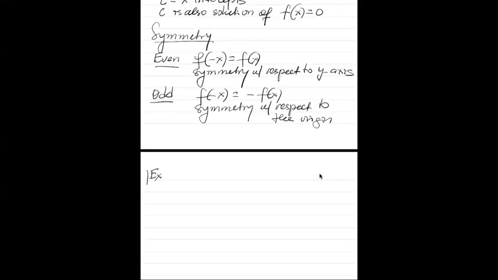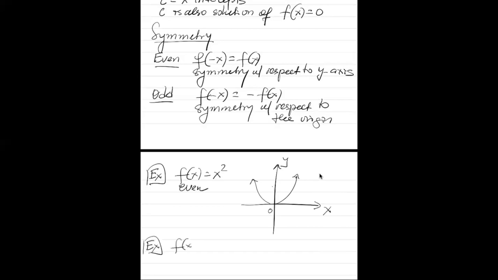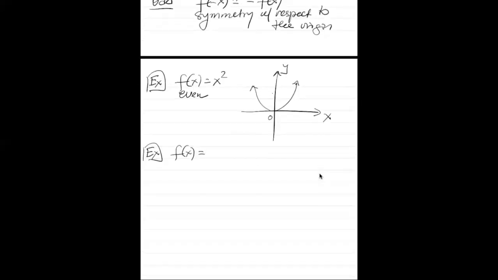So a couple examples to clarify this. f of x equals x squared, our quadratic function, looks like this, a parabola with the vertex at the origin, and we see the symmetry with respect to the y-axis. So this is even. An example for odd would be x to the third. The graph is symmetrical with respect to the origin.